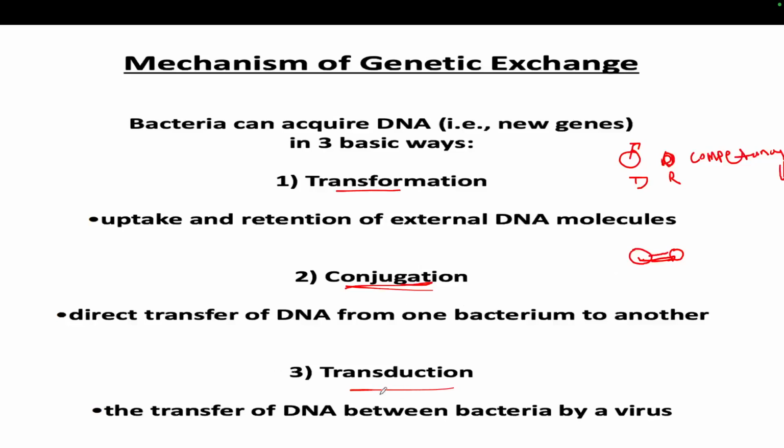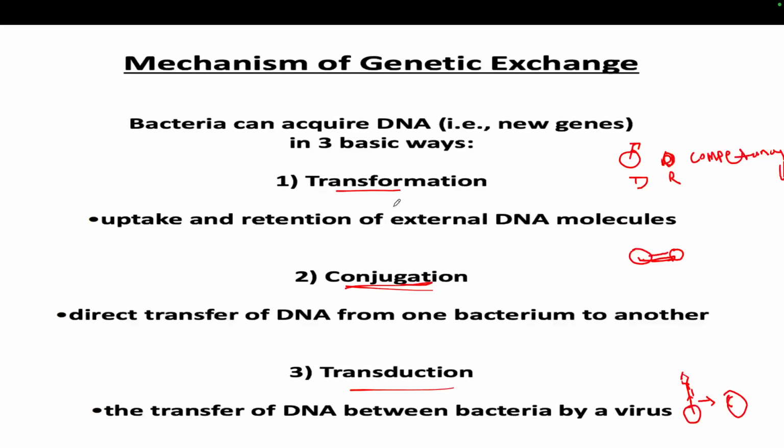And the third one is transduction. In transduction, the transfer of DNA between bacteria is mediated by a virus called the bacteriophage. Suppose this is a bacteria; the bacteriophage is, what I can say, a parasite for this host. It will take the DNA from this host and then transfer it into another host bacterial cell. The bacteriophage is transferred by taking the DNA of this cell to this cell. So these are the three different mechanisms through which genetic exchange happens.